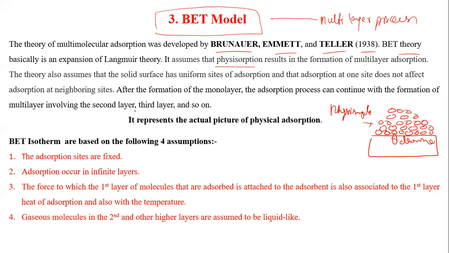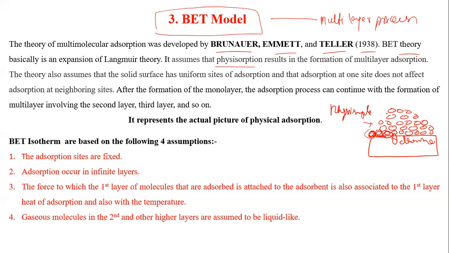Next, this theory also assumes that the solid surface has uniform sites of adsorption. Whatever the sites may be, the adsorption capacity is uniform, and if, for example, this molecule is adsorbed on this place, it will not affect its neighboring site. It will not affect the rate of adsorption on this site, or on this site. So the rate of adsorption at any particular site on the solid is independent of one another.